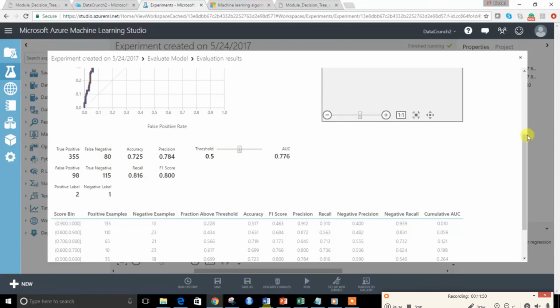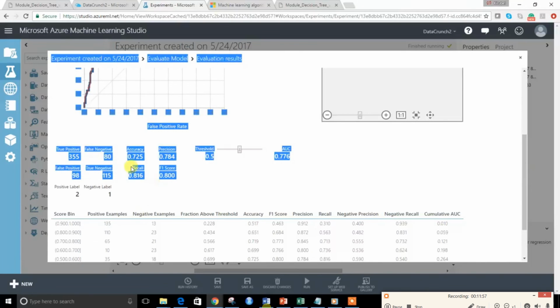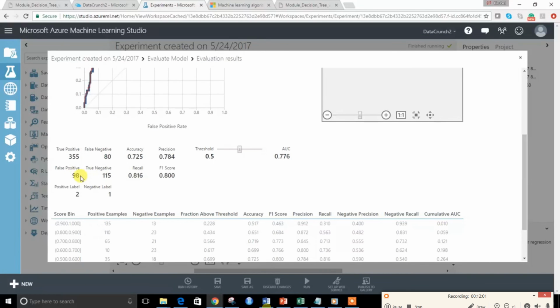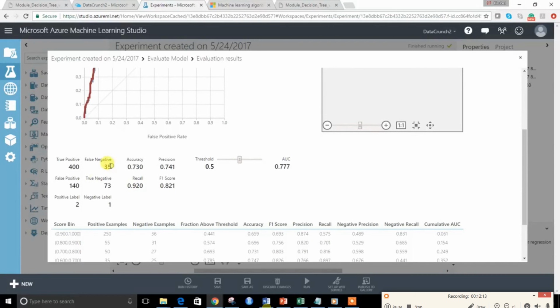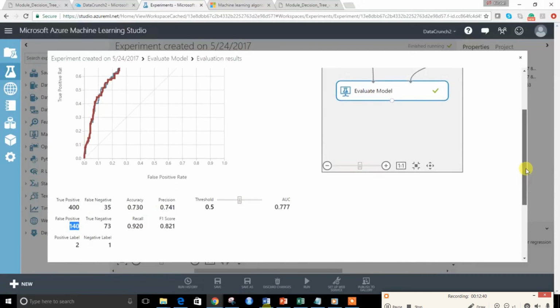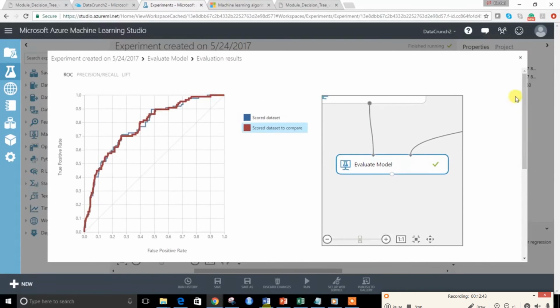So the first algorithm, the two-class logistic regression, had 80 false negatives, and false positives were 98. Comparing this to the two-class Bayes point machine, the false negatives went down considerably to 35. However, the false positives also went up. So this is a more conservative model. The AUC is very similar. However, in this case, as I mentioned earlier, since false negatives are much more costly than false positives, we believe that the two-class Bayes point machine actually performed better.